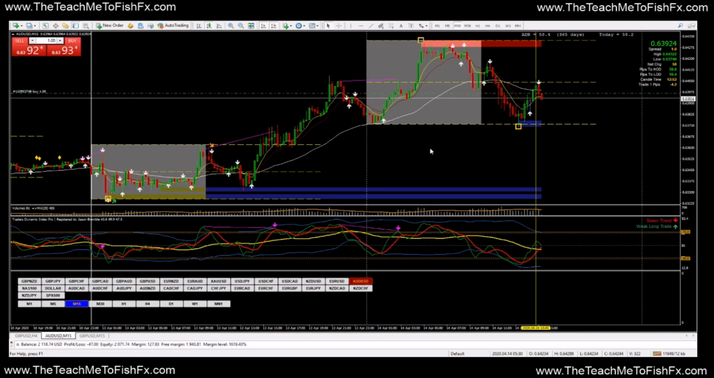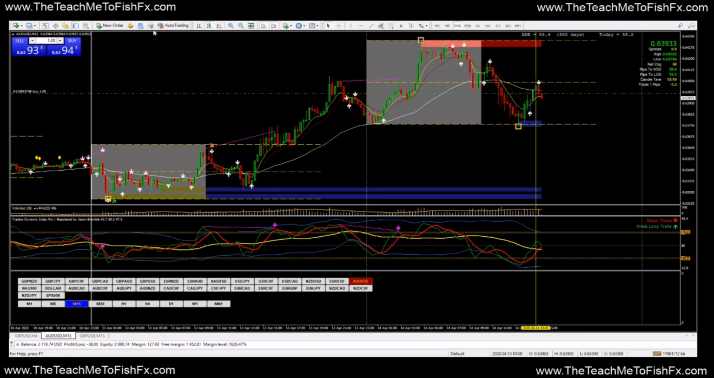Let it come down and make the second layer. Excuse me, hopefully the second layer is not too deep, but we'll see. Set a trailing stop, we'll go 20 pips. Bring us to break even.